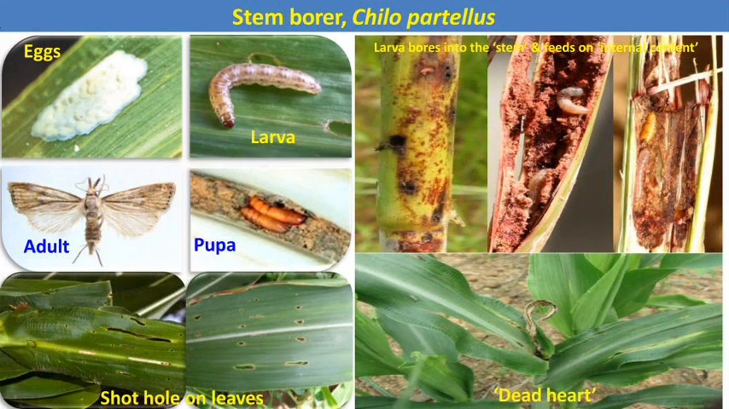Then the next pest is the stem borer. It is a lepidopteran pest, and the species is Chilo partellus. The egg laying takes place on the surface of the leaves in masses, and after hatching from the eggs, the larva emerges. Here the larva is the caterpillar, and the caterpillar is the damaging stage of the stem borer.